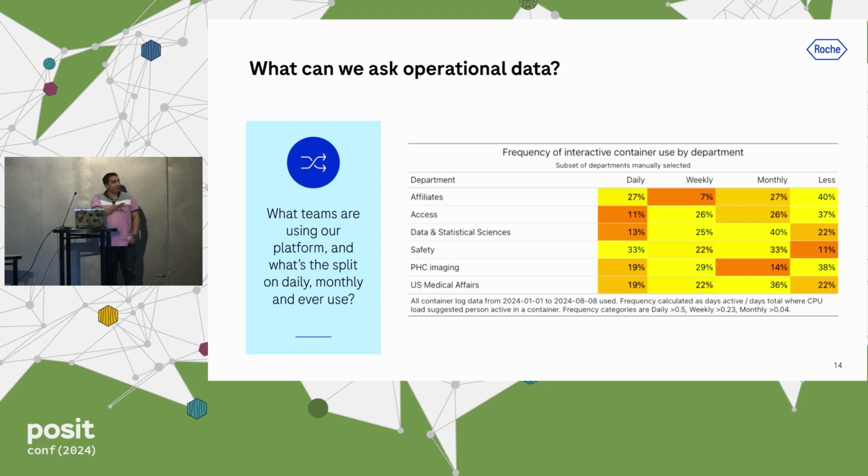Within the frequency of interactive containers, we can really dig into how often people are actually going into an interactive container. And this is where they actually are doing something. So we're taking into account CPU use, and if the container was idle or they were actively in it on that particular day. And we get this picture of what the use is daily, weekly, monthly, or even less than that. I handpicked these departments because they were interesting numbers, but they're across different departments.